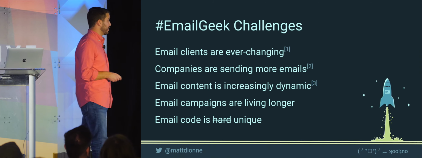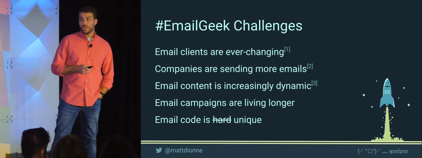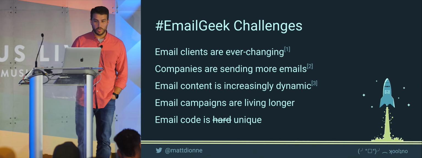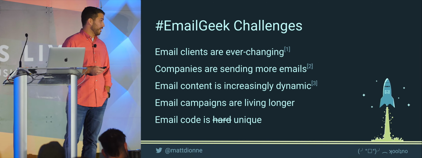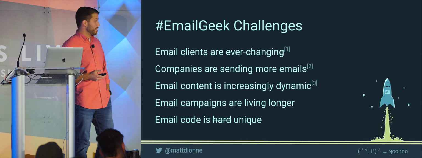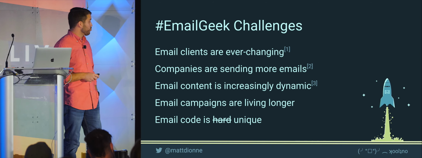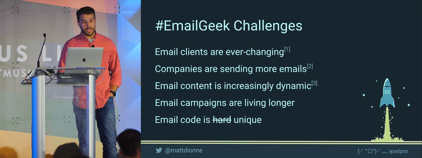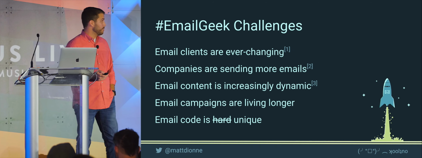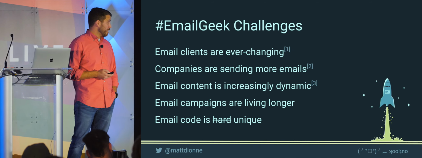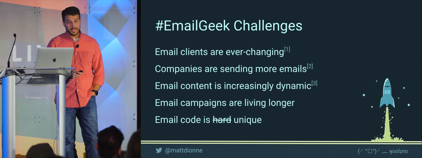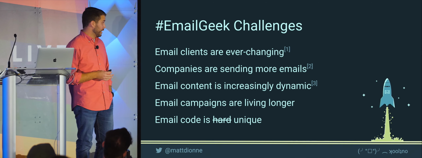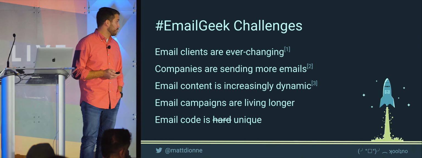The Email Geek Challenge. Email clients are ever changing. According to Litmus, between April and June of this year, there was an email client update equivalent to every 2 days. So things are coming in fast and furious, and we need to be able to keep these things up to date. Companies are just generally sending more email. The volume is up, and more is expected of Email Geek teams. Email content is increasingly dynamic. Building something and then sending the same content to your entire list is literally forever ago. It's not something that we're able to do.